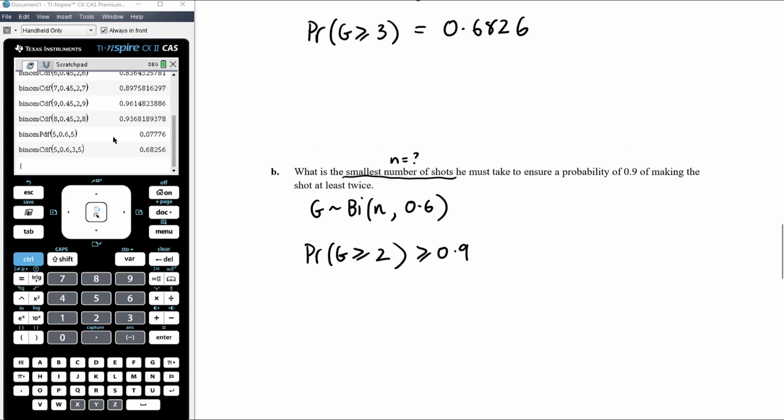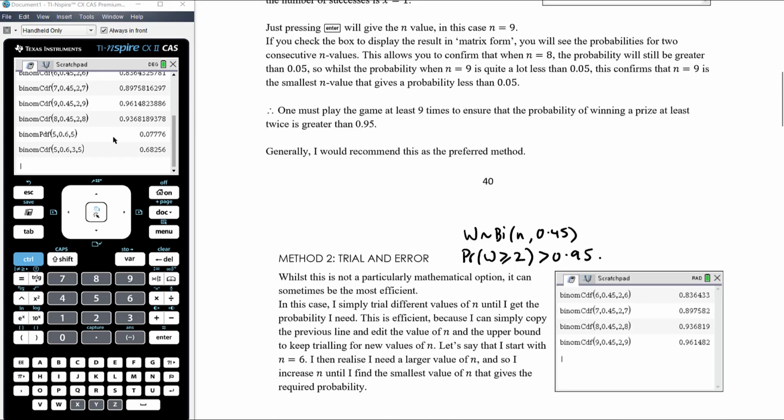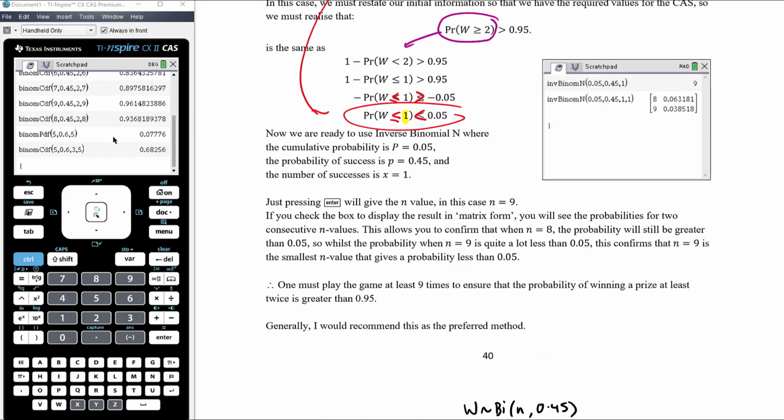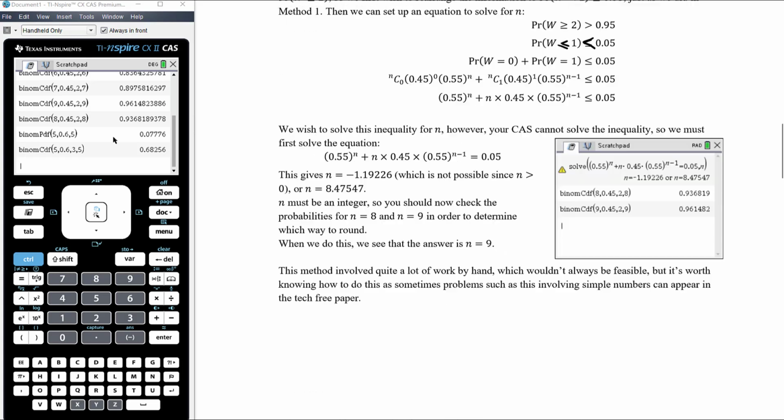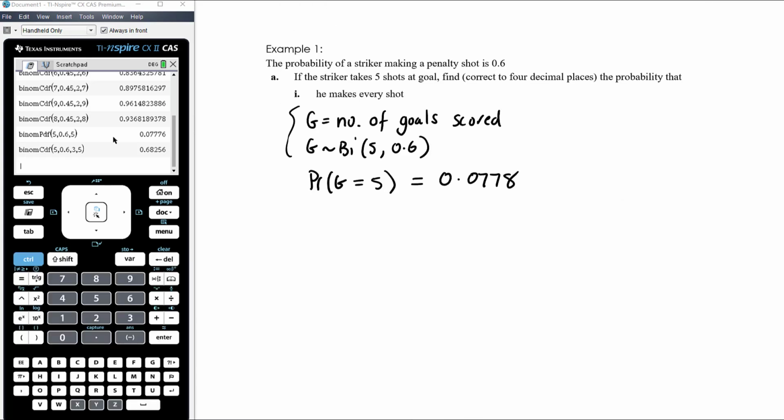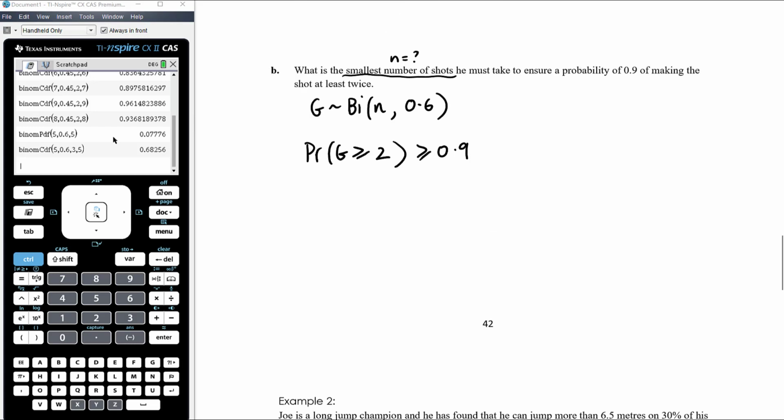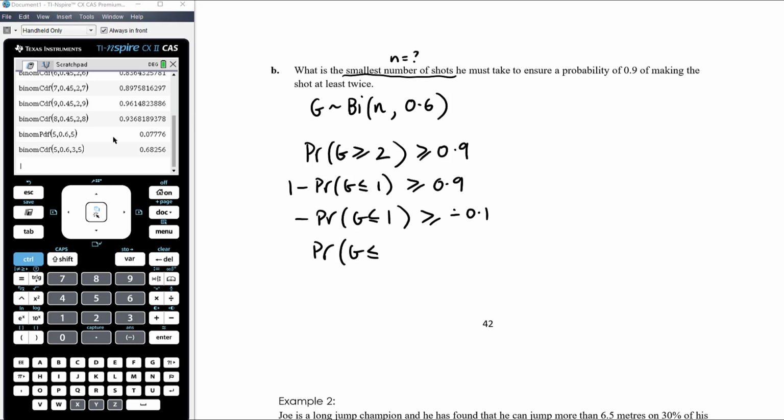Okay, so inverse binomial n, remember, let's go back here. We need to have both of our inequality signs going in the other direction to use inverse binomial n. You'll get better at reversing this as you do more of these. You can think about this as the same as 1 minus the probability that the goals are less than or equal to 1. Subtracting 1 from that is negative 0.1. And so that means the probability of the goals being less than or equal to 1 has to be less than or equal to 0.1.